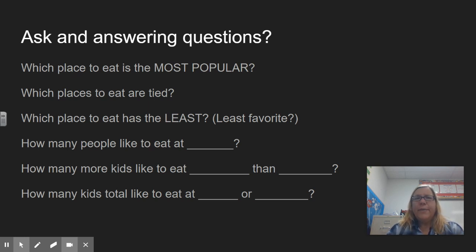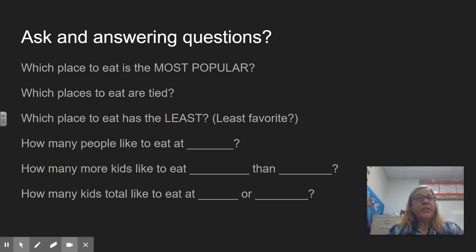So using our data, now that we grouped it into categories, we can ask ourselves, which place to eat is the most popular? That would be the one that you have the most answers for. So if you had 12 people that said they like to eat at the kitchen table, and that was the most of any answer, then eating at the kitchen table would be the most popular answer. If your question is which places to eat are tied, then you could look at your graph, your data, and you could say, oh, I have 3 people that like eating at grandma's house, but it also had 3 people that like to eat at a picnic. So I could say that eating at a picnic and eating at grandma's house were tied.